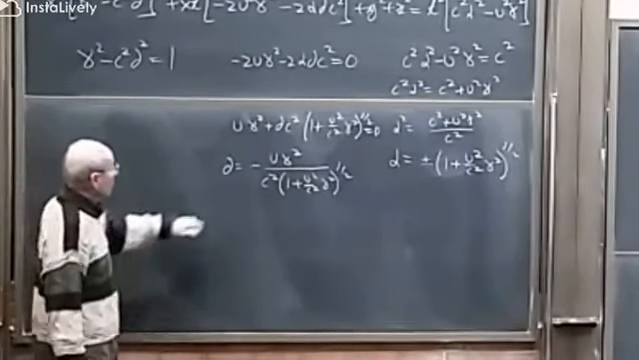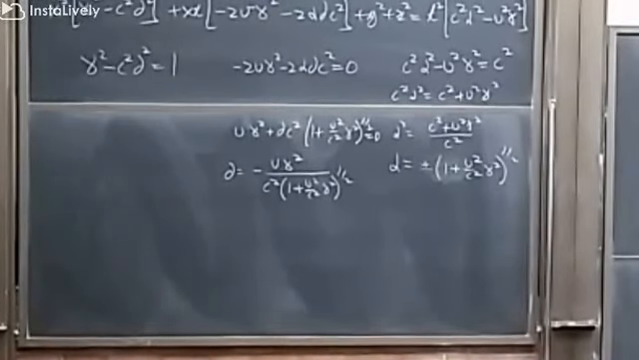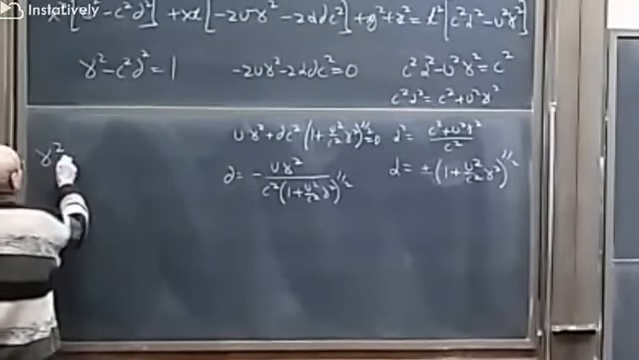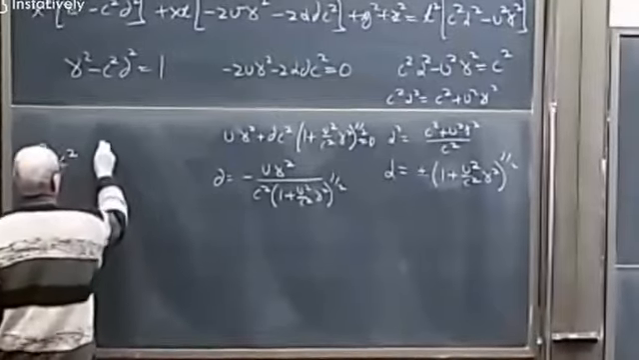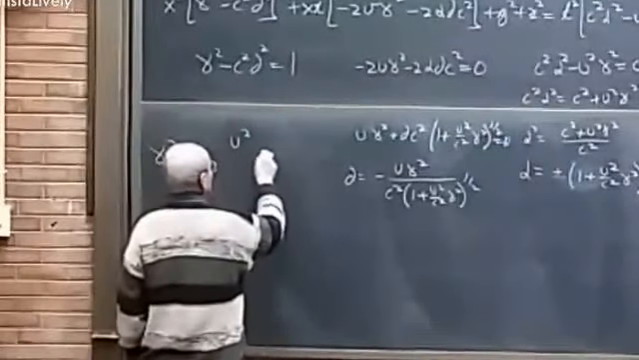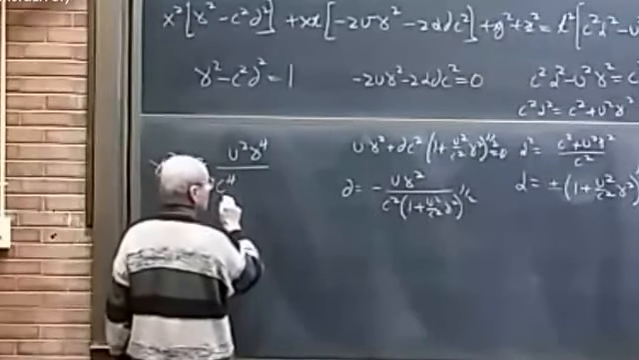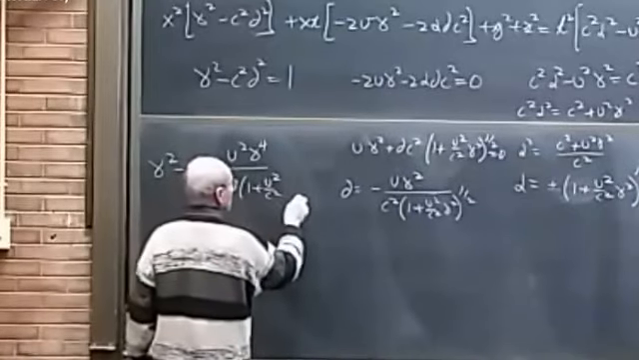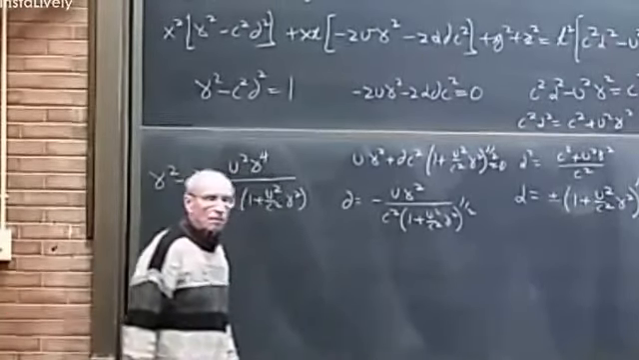All right. Now, I will put this into this equation. And so here I will get gamma squared minus c squared delta squared will give us b squared gamma to the 4th divided by c to the 4th, 1 plus b squared over c squared gamma squared. We just use the square root.